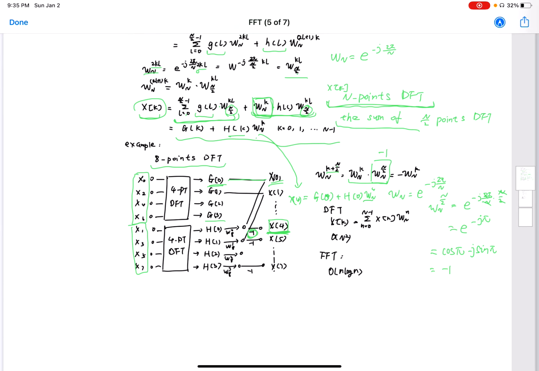Let's talk about the complexity of the FFT algorithm. We know in DFT, X[k] equals the summation of n from 0 to N minus 1 of x[n] times omega N to the power of nk. For each k, we have N multiplications and N minus 1 additions. For all k, because there are N values of k in the frequency domain, the total complexity is O(N squared).